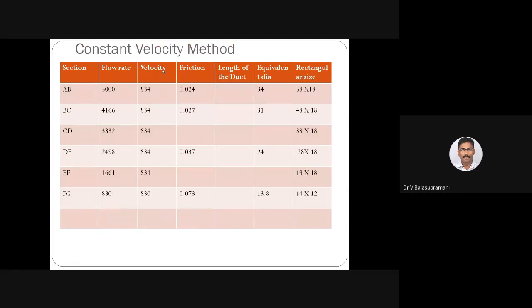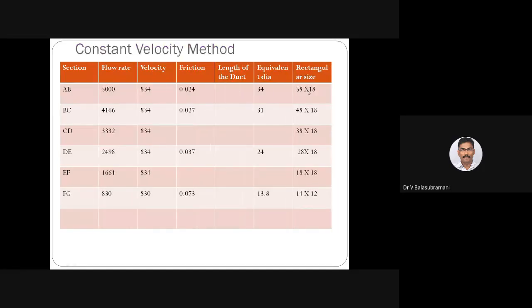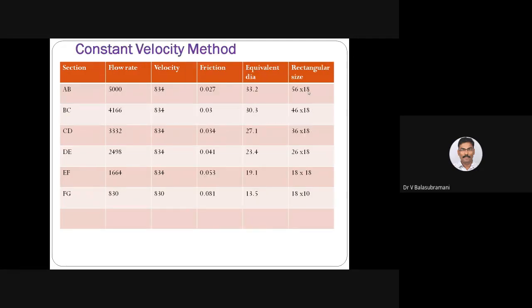I have calculated this using the short method, chart and table. You may compare mostly the two values, 50 cross 18. Here you get 58 into 2 inches, which will come mostly in the chart method. Some error will come. So this is the concept behind the constant velocity method.